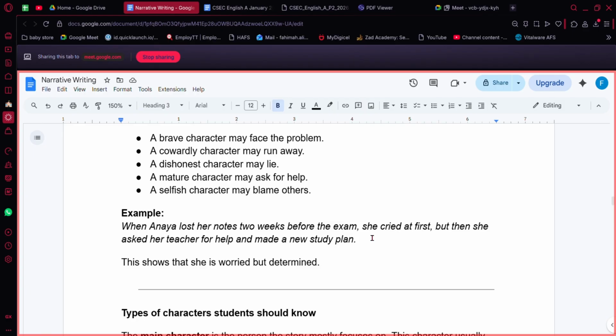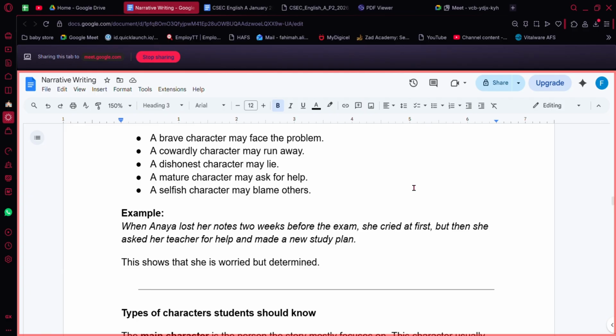You need to show what their weaknesses are, and if they are a strong character, you also have to show how they overcome that weakness. So right now, Anaya's weakness is that she lost the notes and she is crying, but her strength is that she put that aside and she asked for help from the relevant person, which is the teacher, and she used that to make a whole new study plan. So she is determined to pass the exam despite experiencing some form of weakness.